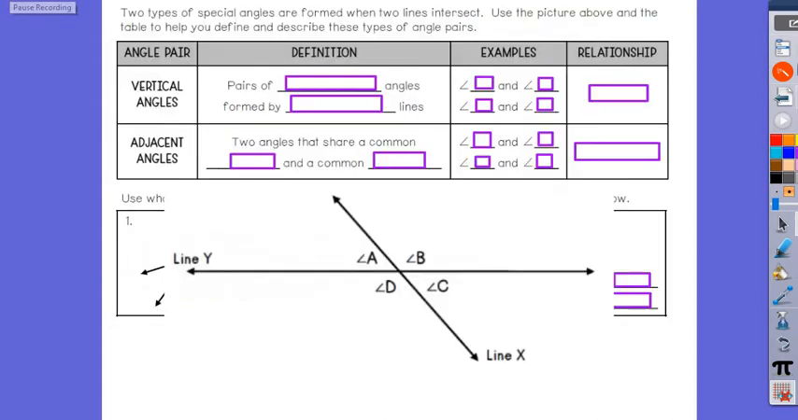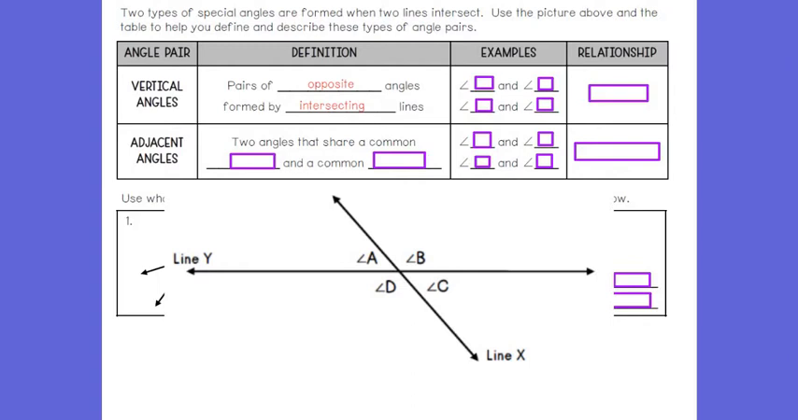Alright, so now learning our two new definitions. First definition, what were the two from yesterday? Supplementary, which meant 180, and complementary, which meant 90 degrees. Okay. Now we have vertical angles. Vertical angles is a pair of opposite angles formed by intersecting lines.